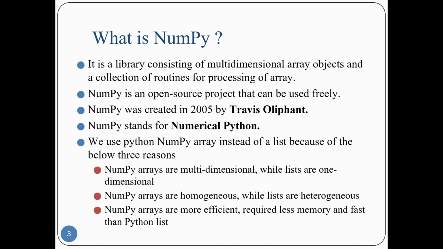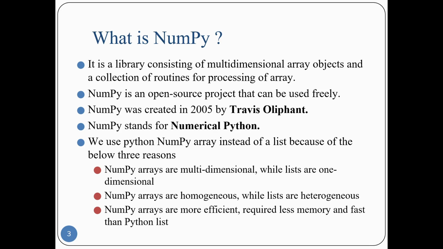So the basic question is why to use NumPy array instead of a list. There are three main reasons when you should use NumPy over the list. The first reason is NumPy arrays are multi-dimensional, whereas lists are one-dimensional. NumPy arrays are homogeneous, while lists are heterogeneous. Homogeneous means the data of all array elements will be of the same type, and heterogeneous means the data of the array elements, like a list, can be of diverse types. NumPy arrays are more efficient, require less memory, and are faster than Python lists.